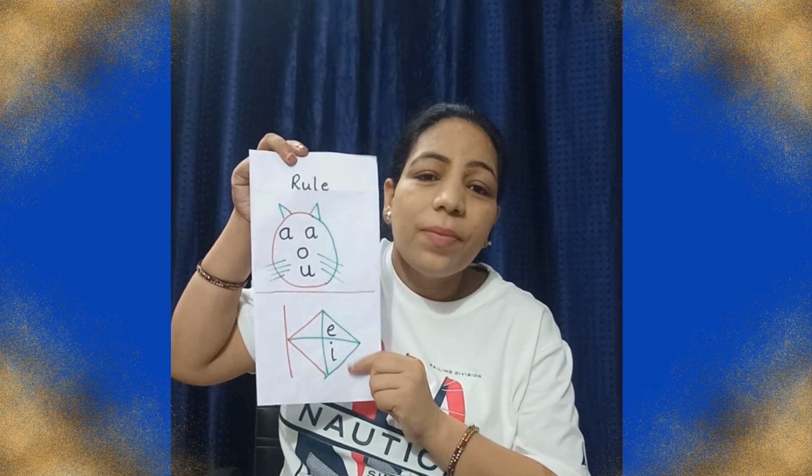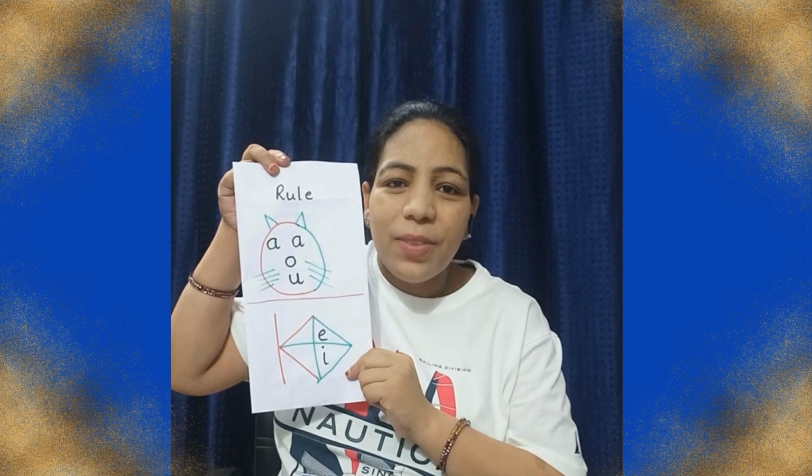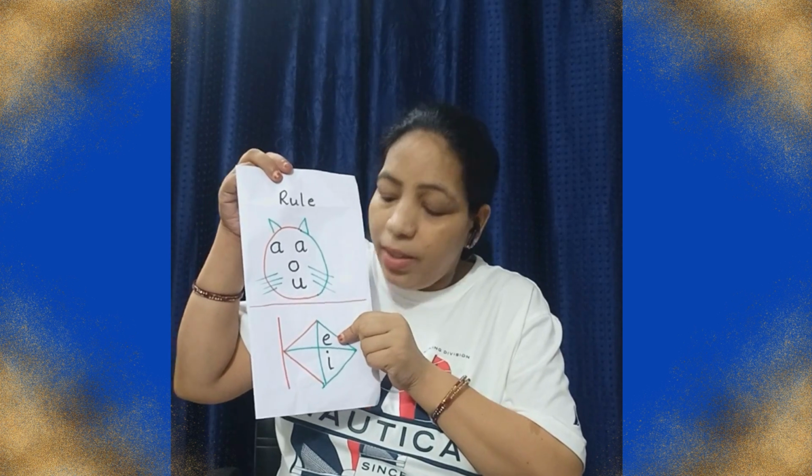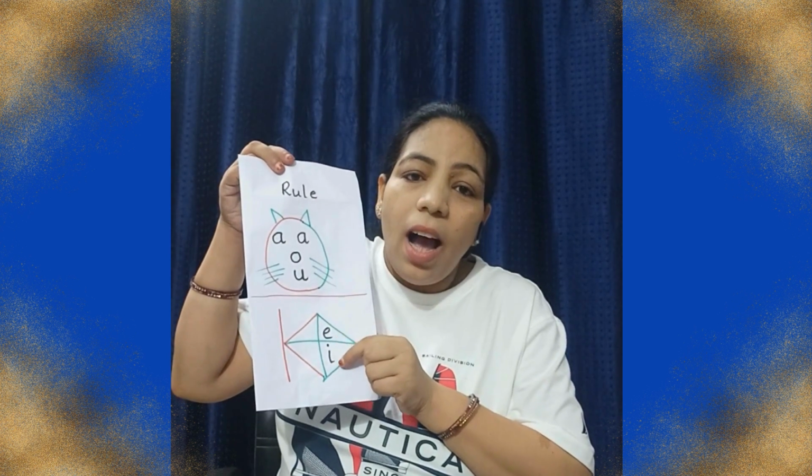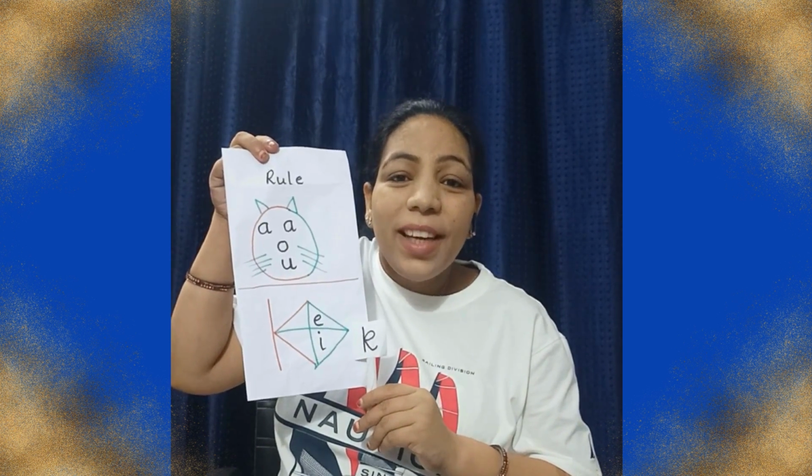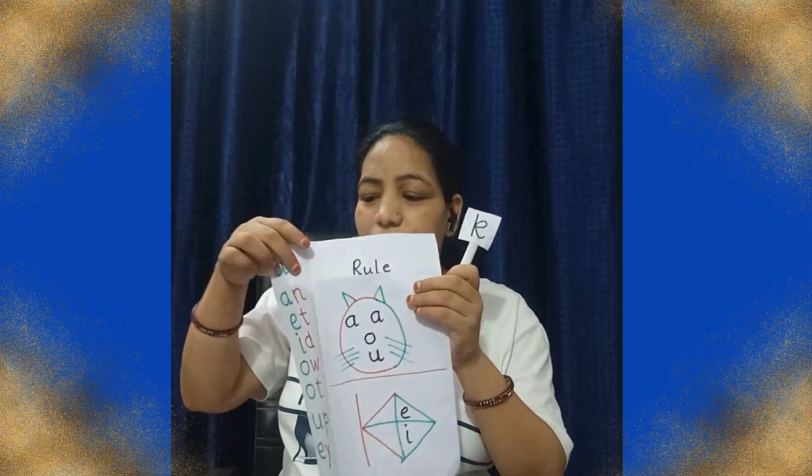And what is this? This is kite. When you see E, I, then you will use K letter. Which letter? K letter. Okay? Let's see the example.